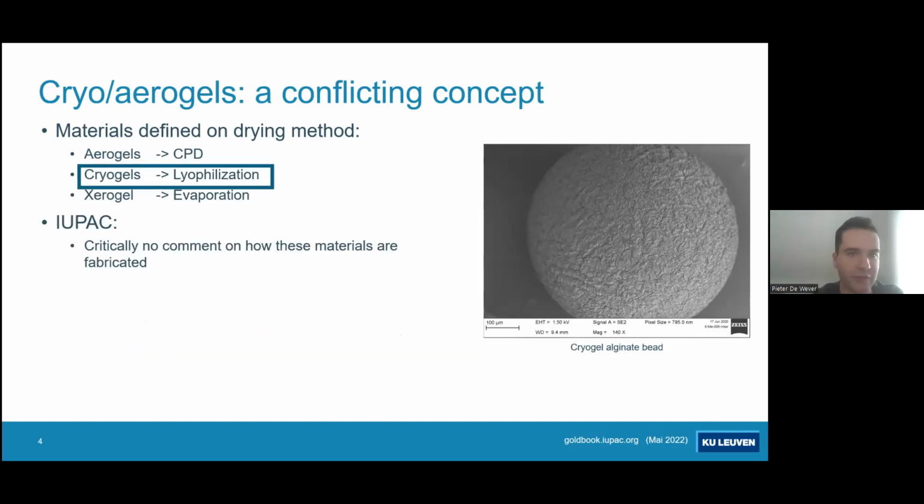So these definitions make no comment on how the materials were fabricated. In my presentation, we will handle the definitions based on the drying methods. So the alginate beads, which is shown on the right, is actually obtained here through freeze drying, and we refer to it as a cryogel bead.